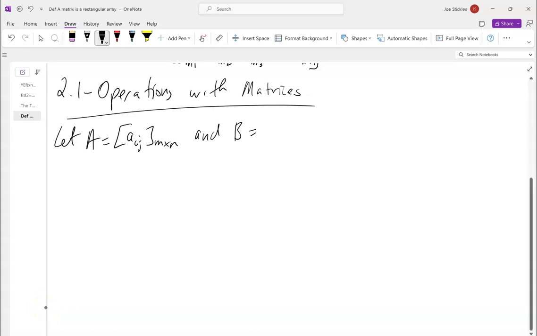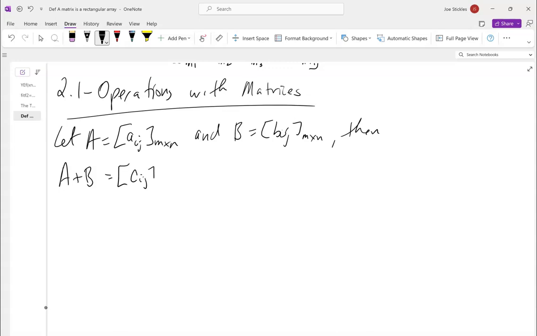All right, and B is B sub ij. Notice here I'm making sure that the dimensions of my matrix, the size of my matrix, are the same here. Then we'll define the sum of A plus B as a new matrix.